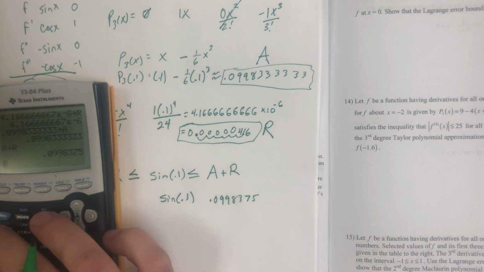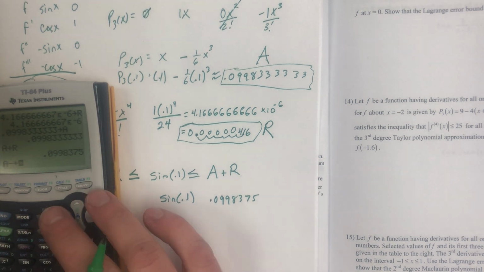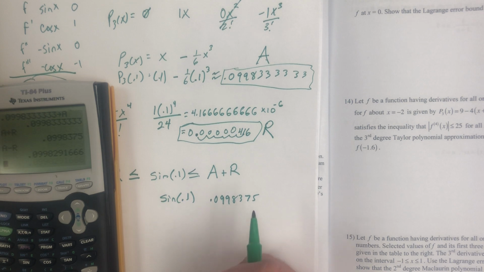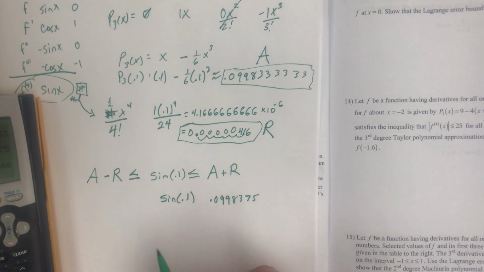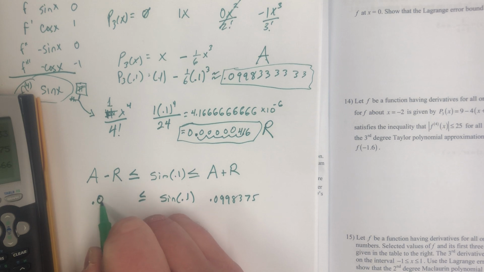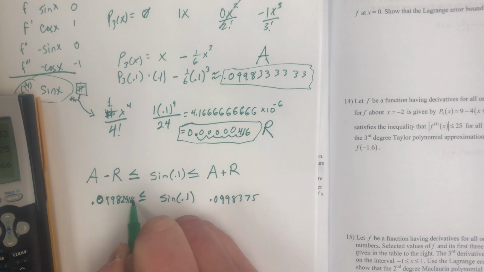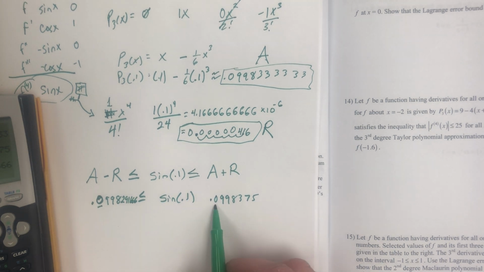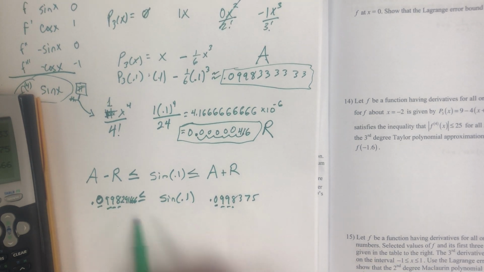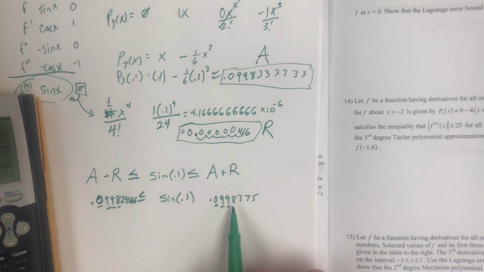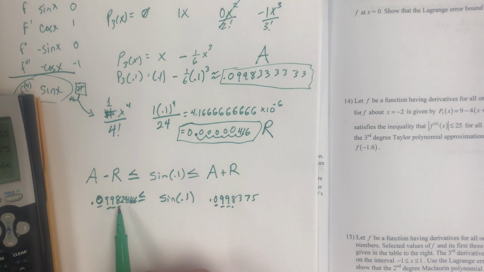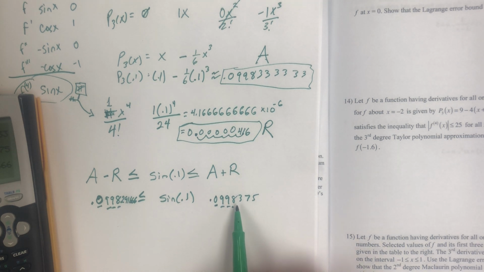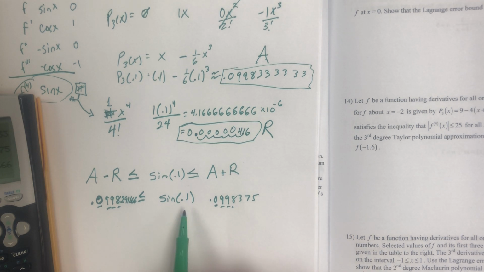The smallest it could be, A minus R, is 0.0998291666. So if you look here, 0.0998, it's either 0.09982 or 0.09983. That's the level of accuracy that we know we have. It's somewhere between those two values.